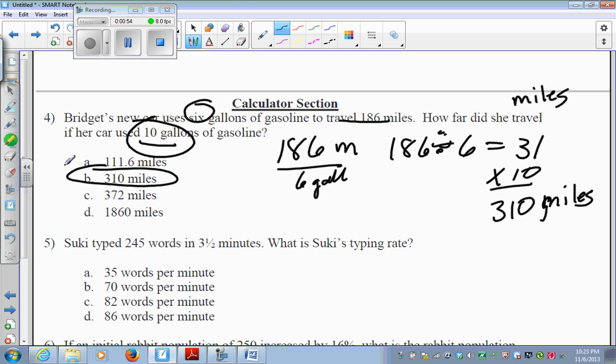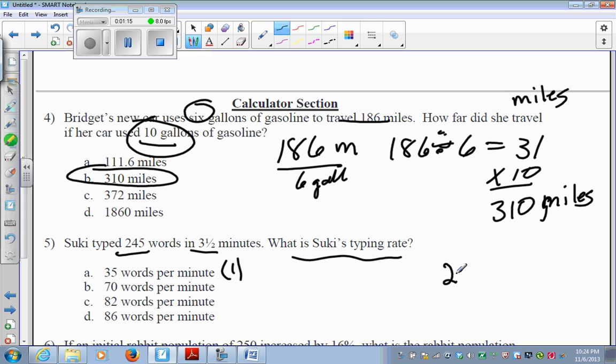For number 5, Suki typed 240 words in 3.5 minutes. What is Suki's typing rate? Notice all of these say per minute. That means per 1 minute. So we don't care how many words he can type in 3.5 minutes. We want to know how many he can type in just 1 minute.